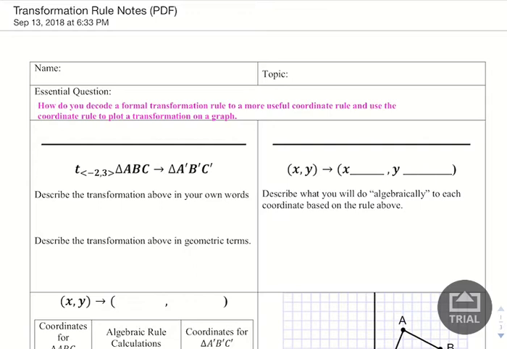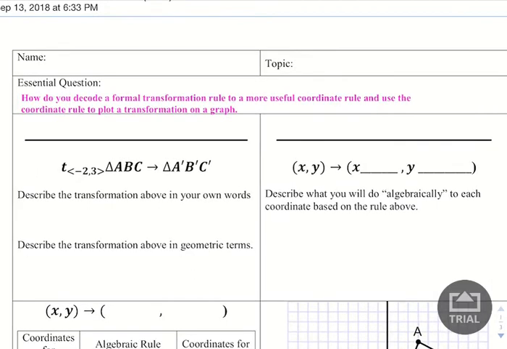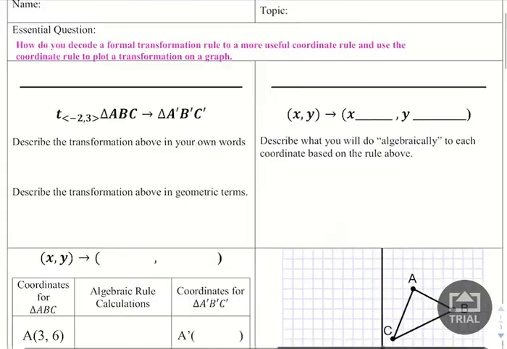Now we're going to do something a little bit different, and these notes are going to be a little more detailed. So as you're reading the essential question, of course, writing that essential question down, what we're going to see here is how to take this transformation rule that we know has something to do with a perpendicular bisector if you're reflecting, vectors if you're translating, and of course a circle and an angle and a center of rotation if you're rotating, and to do something ultimately more useful, which is plotting something on a grid. And so that's what these notes are about.